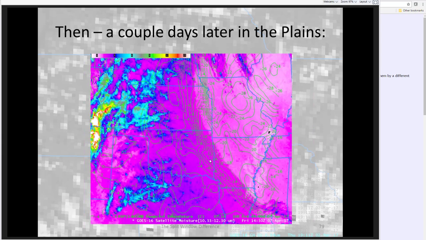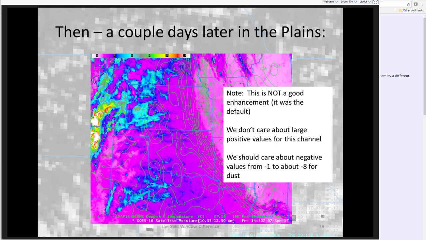But notice that gradient is actually not right over where the difference in shading is, and that's because you're looking at a layer difference in temperature and moisture. You're not looking at one specific level. So looking at a specific level may not tell you exactly where the moisture difference is. There's also the chance that the model could also be off a little bit as well, potentially.